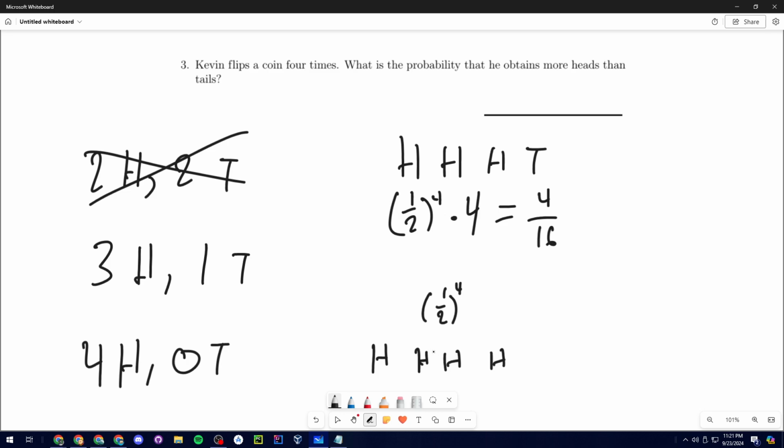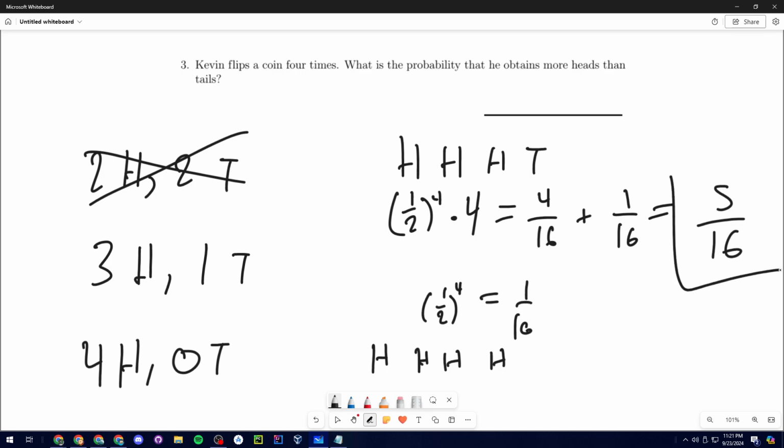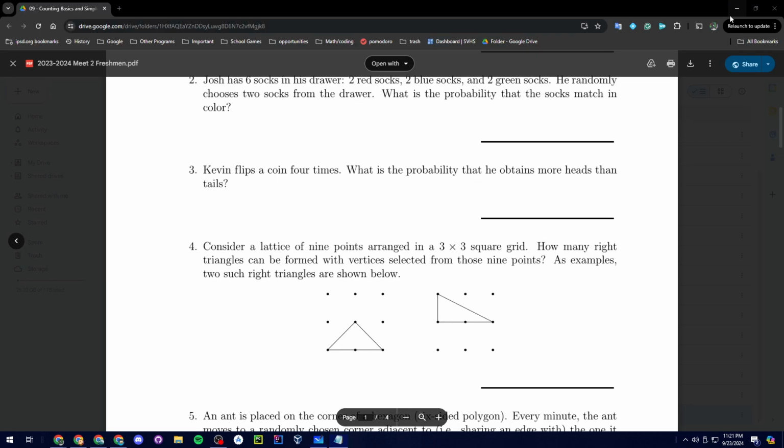And there's only 1 way to order it. That's 1 over 16. That doesn't reduce, right? So 4 over 16 plus 1 over 16 gives you an answer of 5 over 16. Right. Okay. Now, next solution.